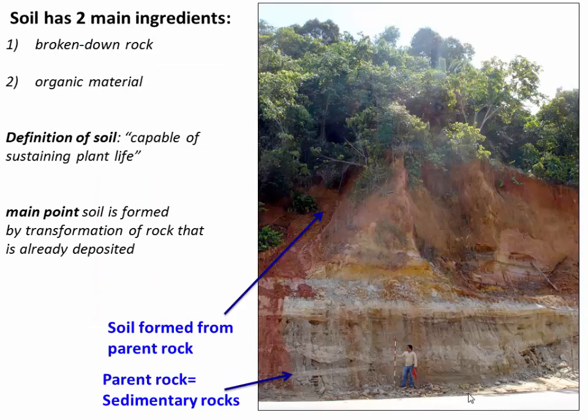So the first thing to understand about soil is that it has two main ingredients: broken down rock and organic material. Okay? And the definition of a soil is something that is capable of sustaining plant life, something where you can grow a plant. And essentially, soil is made in situ by altering rocks that were already there. We're going to break them down, and we're going to mix in organic material from plants. And as we do those two things, we're going to convert the rock into a soil.